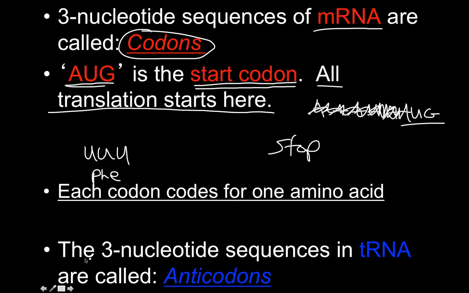Last bit of vocab. A 3-nucleotide sequence of tRNA is an anti-codon. Keep the T's together. tRNA is an anti-codon. So a 3-nucleotide sequence of tRNA is an anti-codon. A 3-nucleotide sequence of mRNA is a codon.